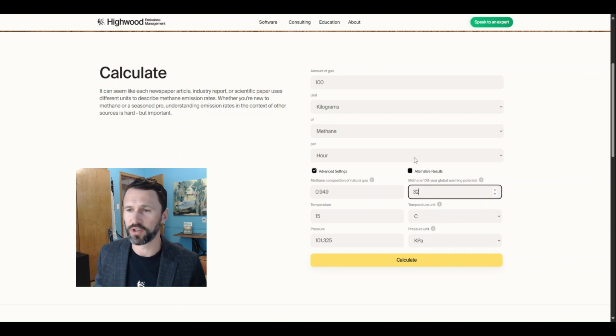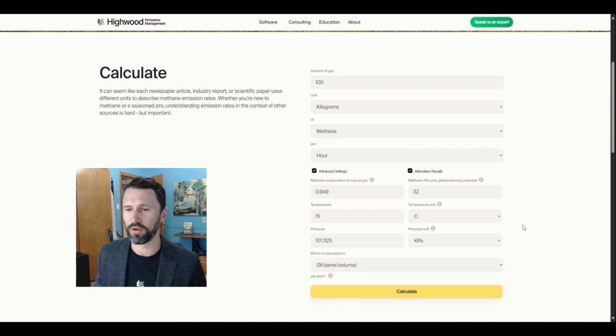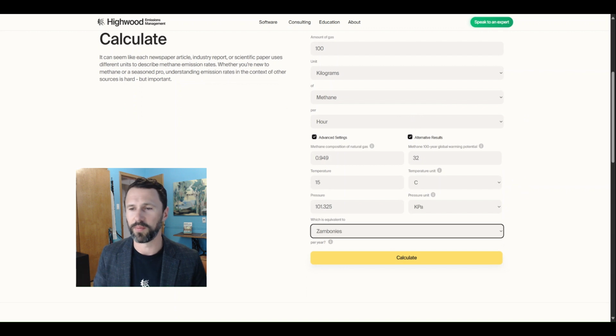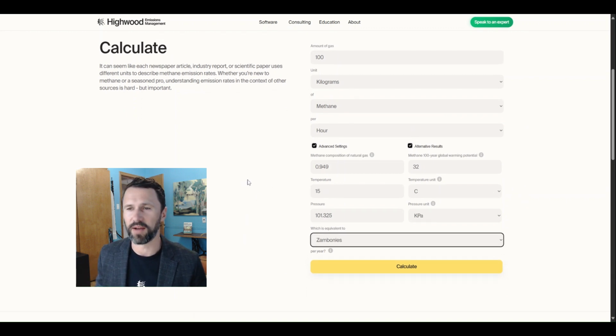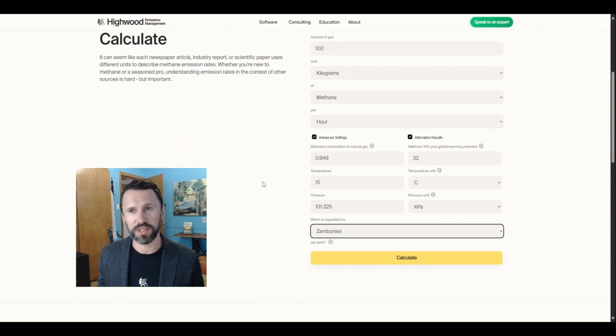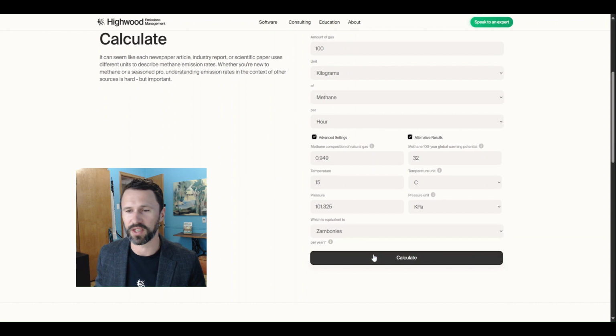We even have alternative results. This is just for fun, and so you can ask what is the equivalent to the number of many different things, including Zambonis if you're a hockey fan. If you don't know what a Zamboni is, please look it up. So now we have 100 kilograms of methane per hour, and we're going to look up how much gas is that. So we press calculate.